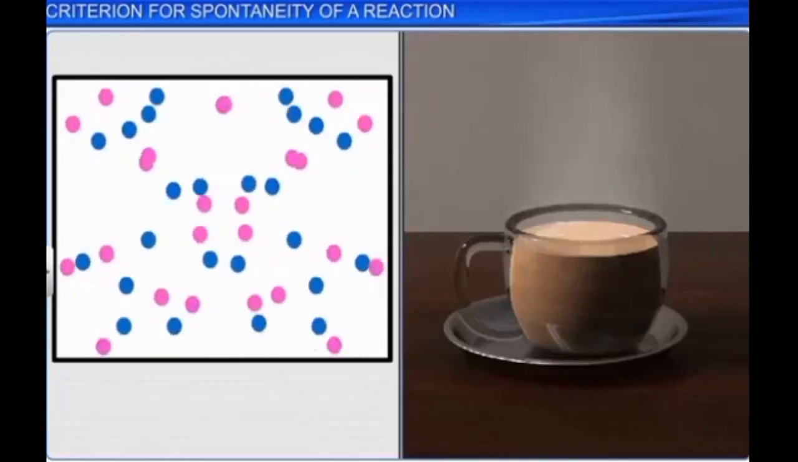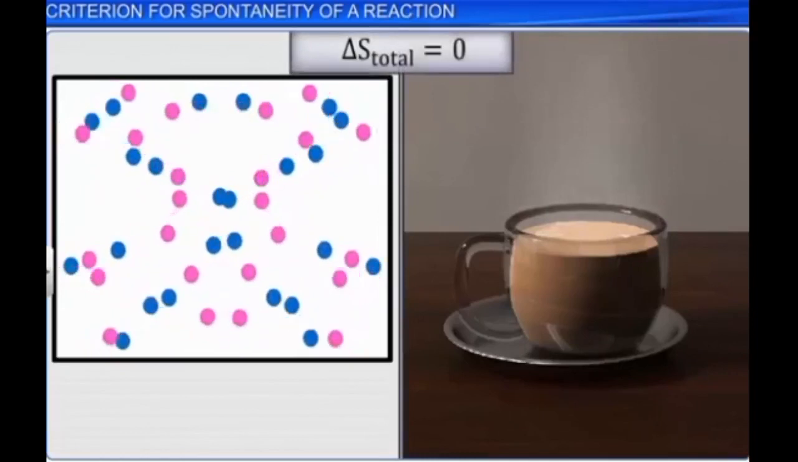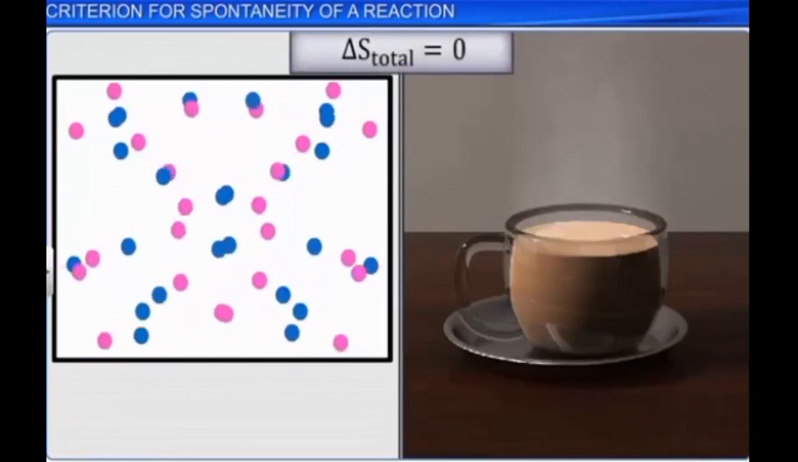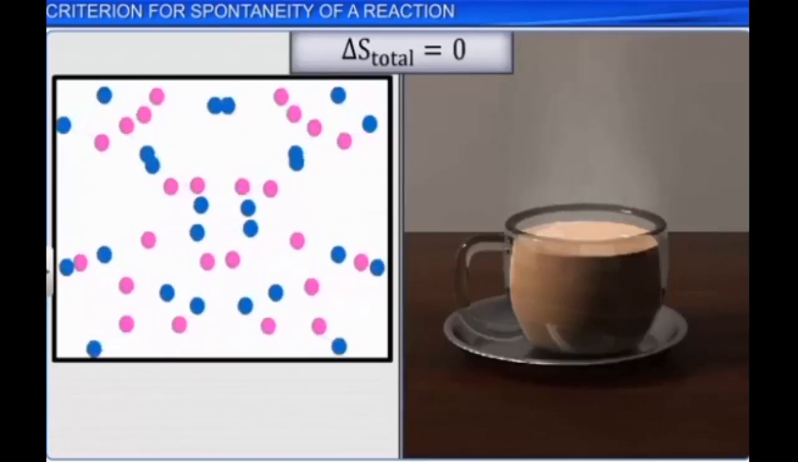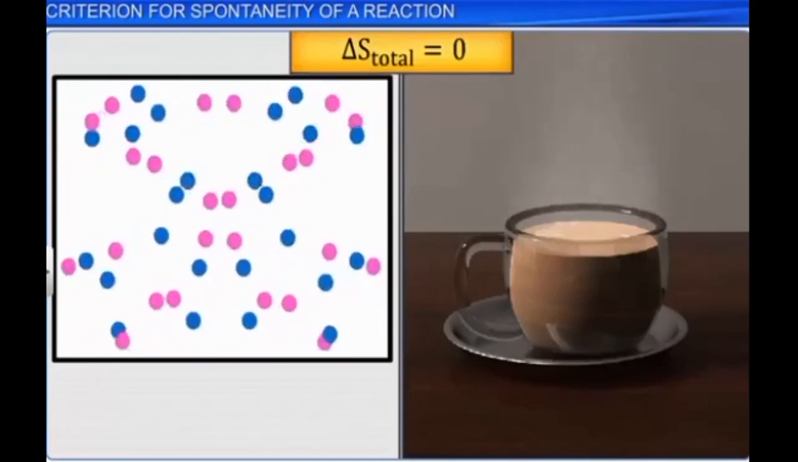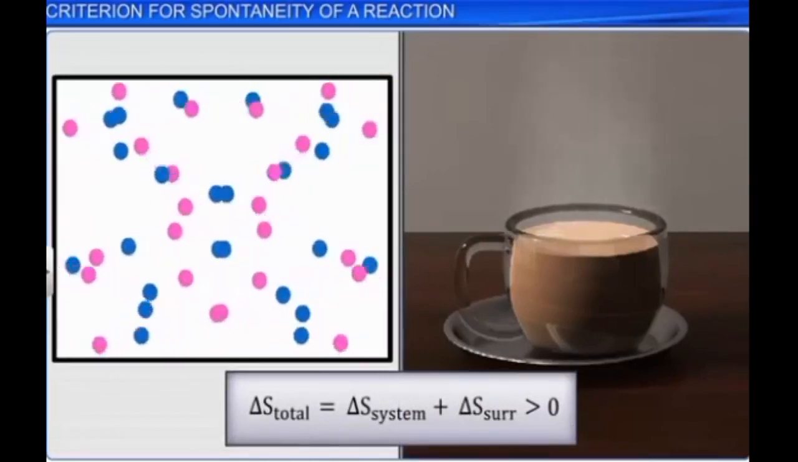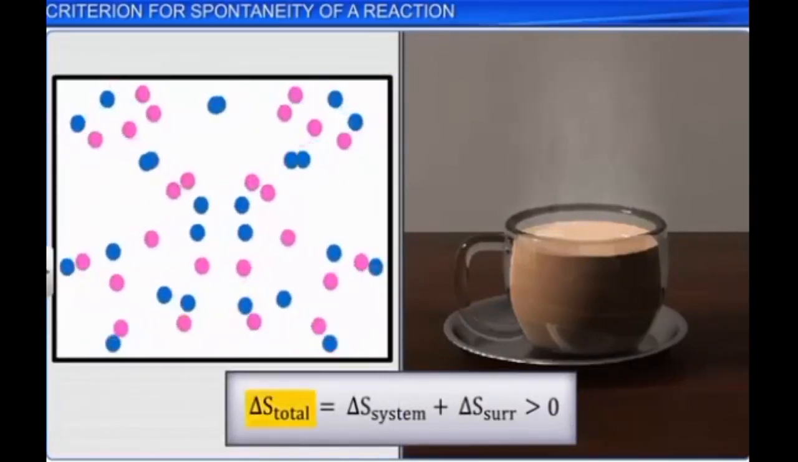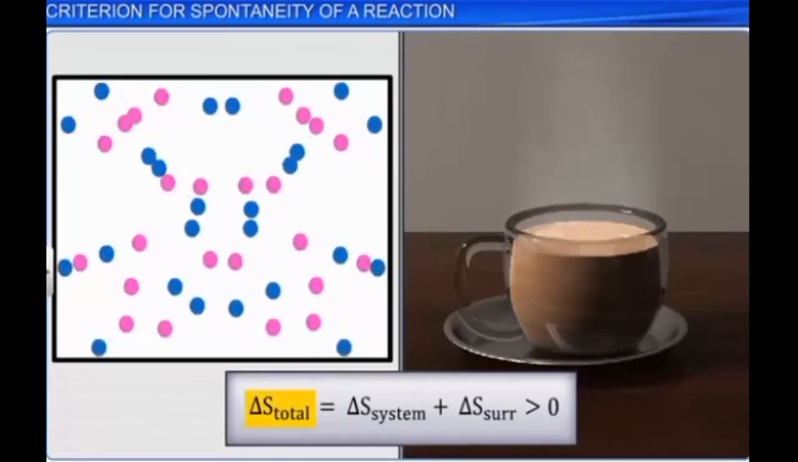From this, we can also conclude that the entropy of a system at equilibrium is maximum, and there is no further change of entropy. Thus, delta S is equal to 0 for a process in equilibrium. We can also conclude that the total change in entropy, delta S total, is the sum of entropy change of system, delta S system, plus entropy change of surroundings, delta S surroundings, and is greater than 0.